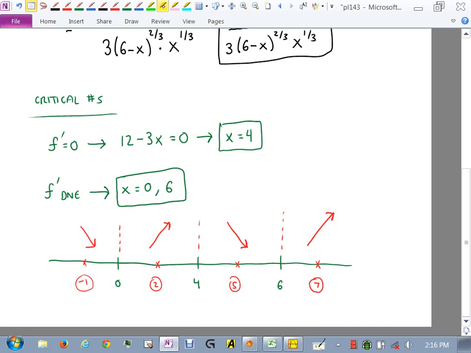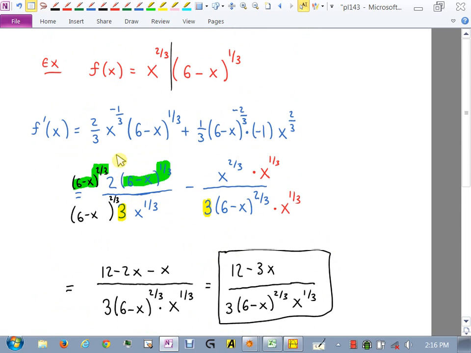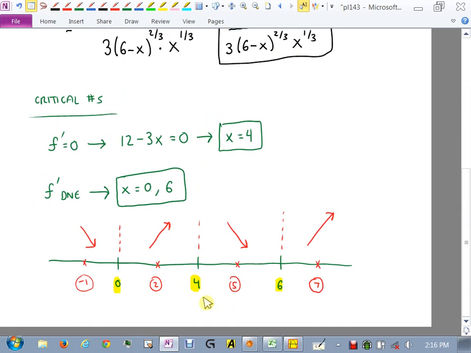Do any of these critical points need to be thrown out because they are not in the domain of the original function? Well, I had no problems up here, right? I can plug in any number I want and do it to the 2/3, because that means the cube root of something squared. This one right here is just cube root. I can do the cube root of any number. So there's no division by 0. There's no issues. So these critical numbers are all valid.